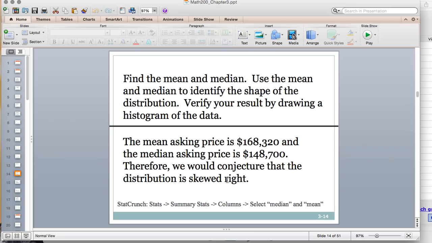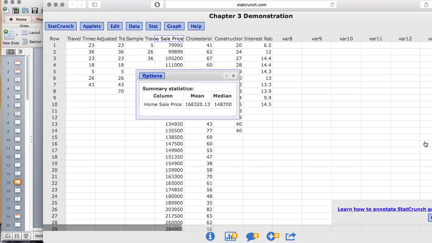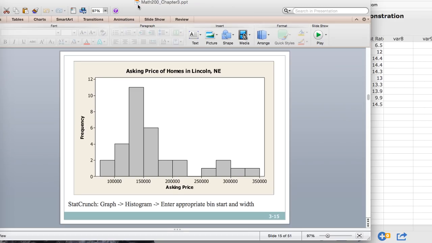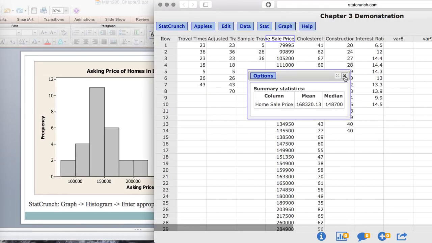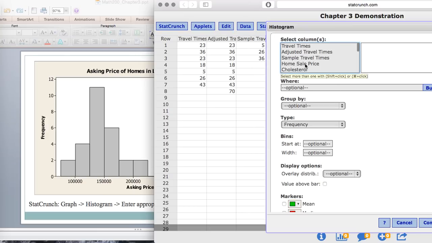Now, another thing we can do is draw a histogram of this data. We did this back in chapter 2, but a little refresher is always a good idea. So let's recreate the histogram that we have here. We'll try to do it the same way that they have here. Let me scoot these over for a second so we can see what our bin width is. So let me close out of this, and we're going to do Graph and then Histogram, and I'm going to select my home sale price there.